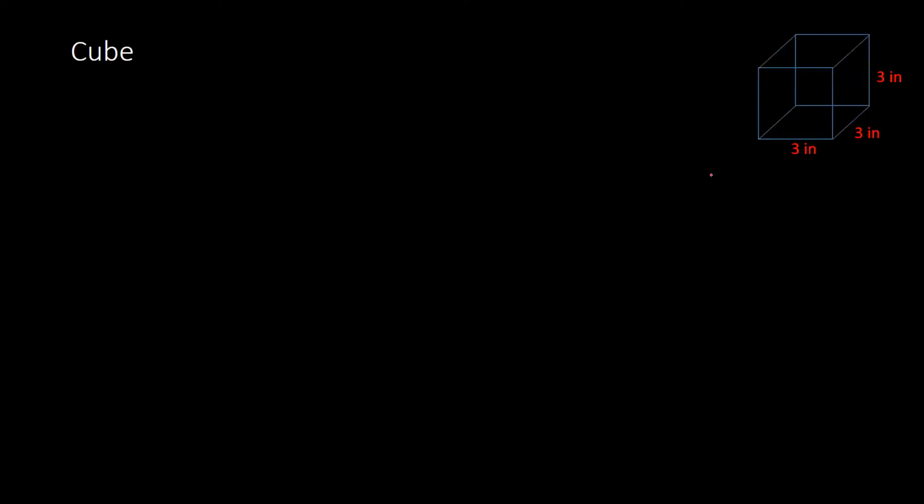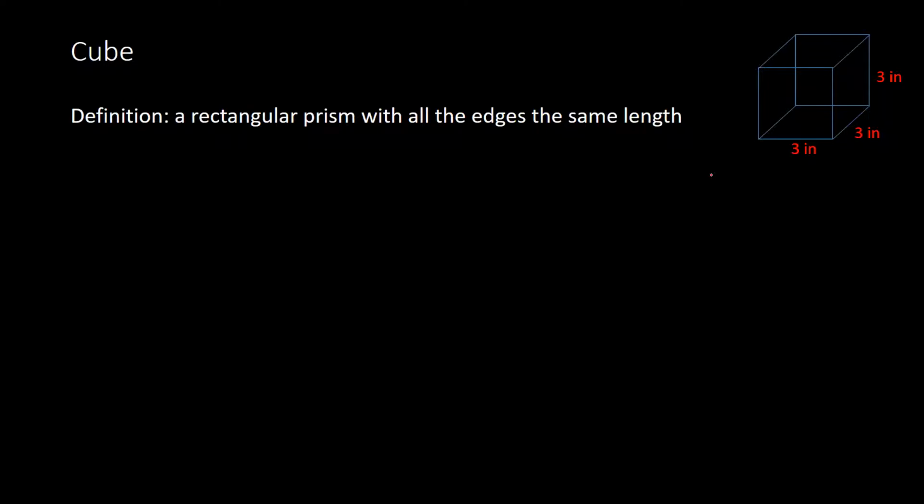Here's one last example with what we call a cube. A cube, by definition, is a rectangular prism with all the edges being the same length. And all the formulas still apply for a cube as they do for a rectangular prism.